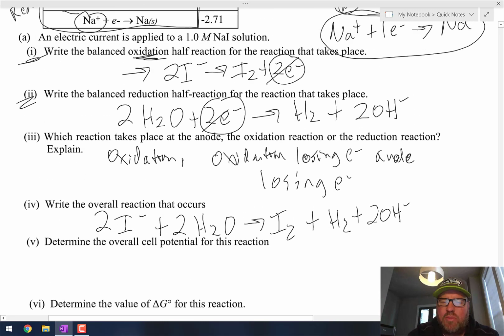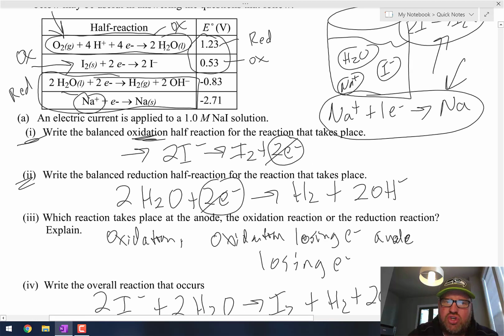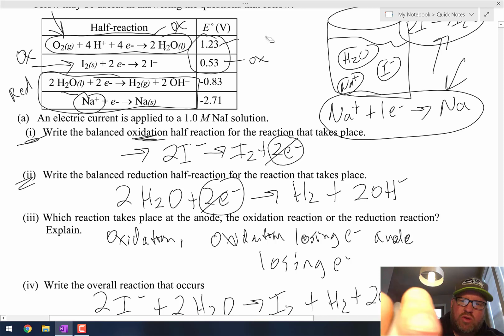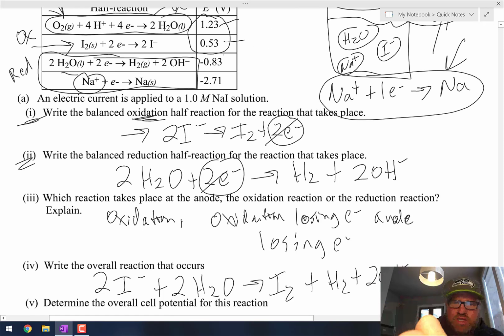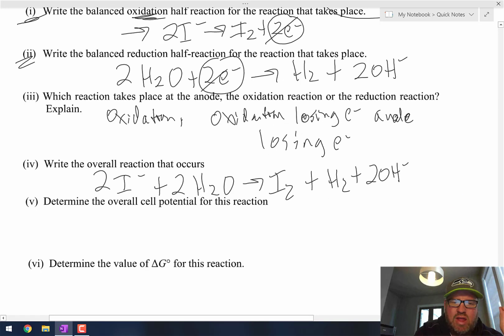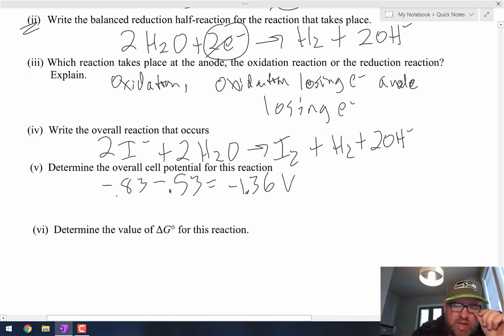And then the cell potential is still calculated the same way. It's cathode minus anode. And you want to make sure that when you do that, it has to be a negative value. Our reduction process was this one, and iodine was the one that was oxidized, so 0.53. So we've got negative 0.83 minus 0.53 equals, I think, negative 1.36 volts. And that would be the cell potential for that reaction.